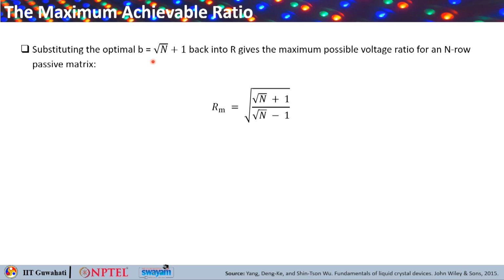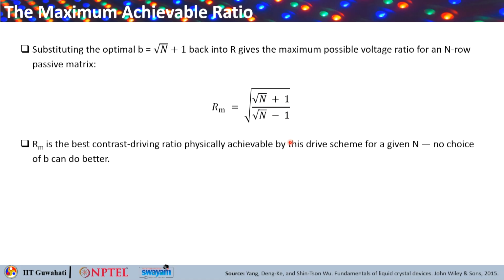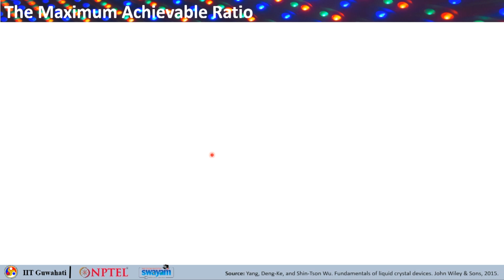How do you obtain that? You substitute the optimal B, that is square root of n plus 1, back into your equation for the contrast ratio R, and that gives you the maximum possible voltage ratio that you can obtain from an n-row passive matrix, and that comes out to be Rm. R maximum is the square root of (square root n plus 1) divided by (square root n minus 1). So this Rm is the best contrast driving ratio that is physically achievable by this driving scheme for a given n. No choice of B can do better than this.